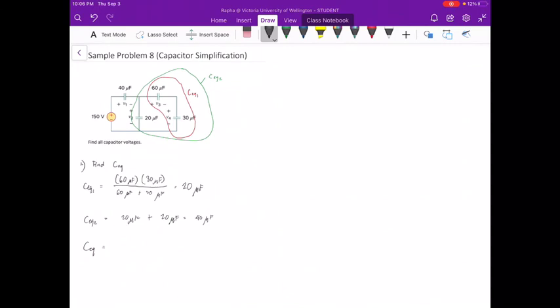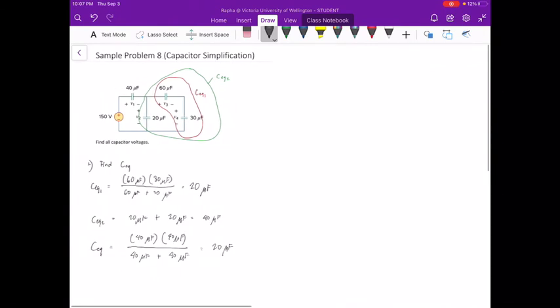So because they are in series, we have to do a parallel sum for 40 microfarad times the 40 microfarad capacitor on top over 40 plus 40, and the equivalent capacitance is 20 microfarad. So we have the equivalent capacitance of the capacitor network.